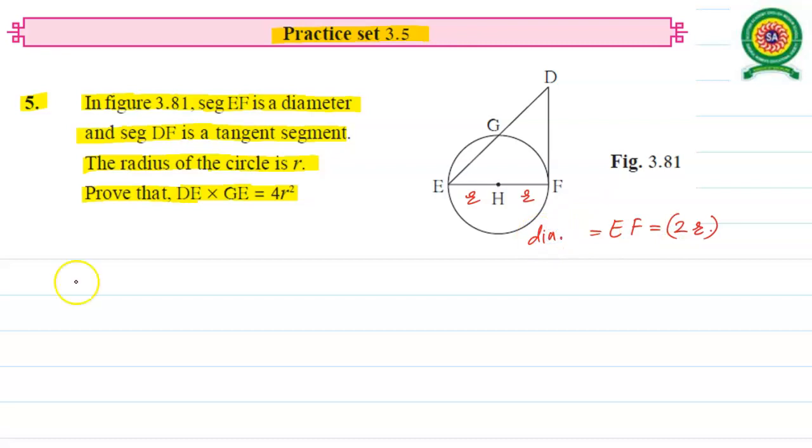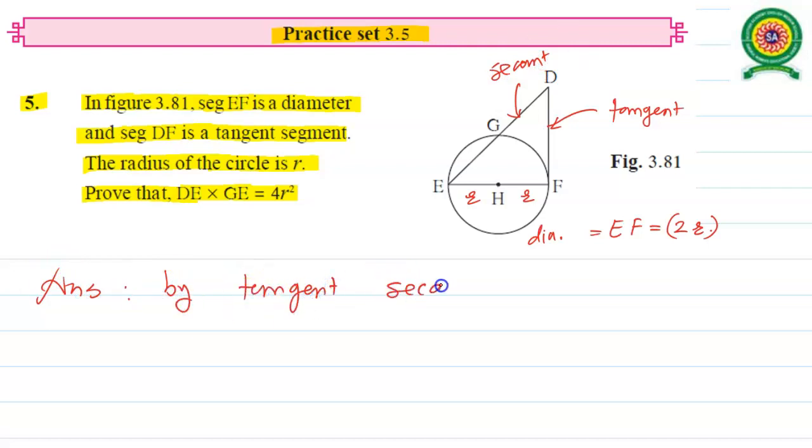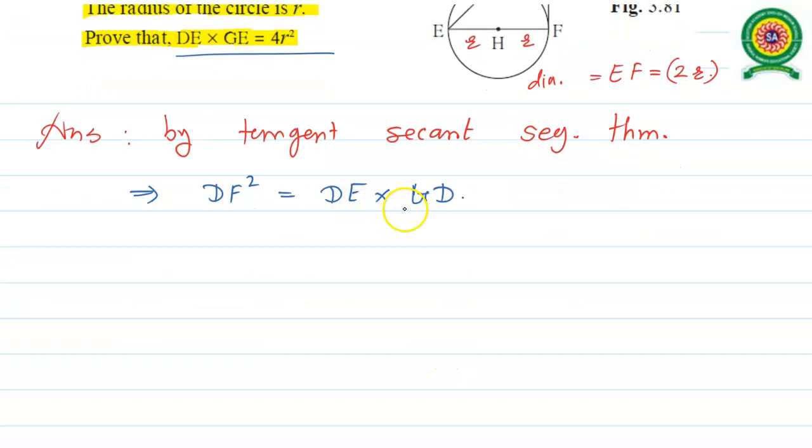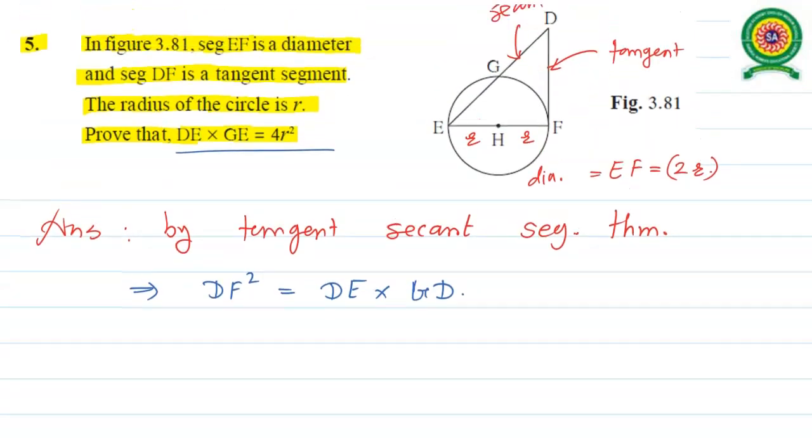Now once we have given DF be the tangent to the given circle, and segment DE be the secant to the given circle, we can use here the tangent secant segment theorem. So as per the tangent secant segment theorem, we have square of DF is equal to DE into GD. Now we can't require the value of GD, so try to replace GD by its value. Look at the figure again.